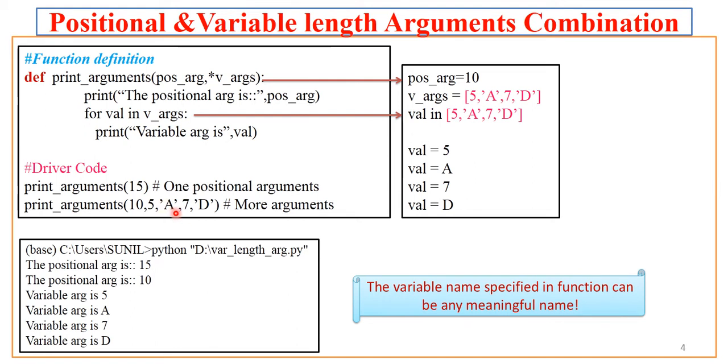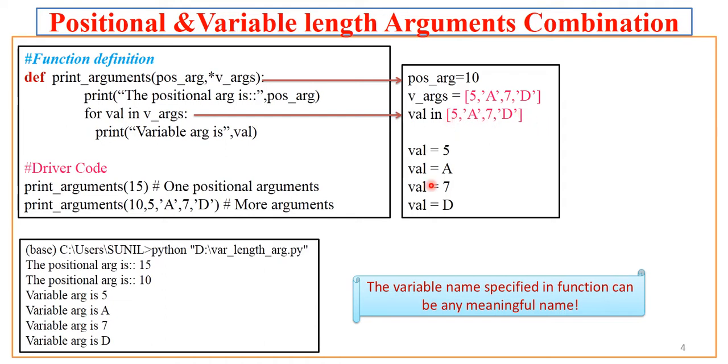I have passed 5 arguments here. Obviously the first, 10, will be stored in pass_arg, and all the remaining 4 will go to the list which is created internally by the Python environment, and that list will be pointed to by var_args. Then we have this printing: for val in the list, val each time takes a value. Val will take first 5, then A, then 7, then D, and then the list is exhausted.